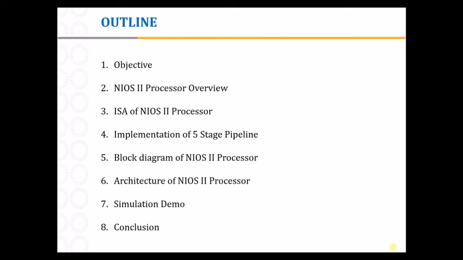Let me outline the presentation details. First, I'll be going through the objective, the NIOS II processor overview, and then proceed with the instruction set architecture and implementation of the 5-stage pipeline. The block diagram and architecture of the NIOS II processor will be explained briefly, and finally I will conclude with the simulation and conclusion.